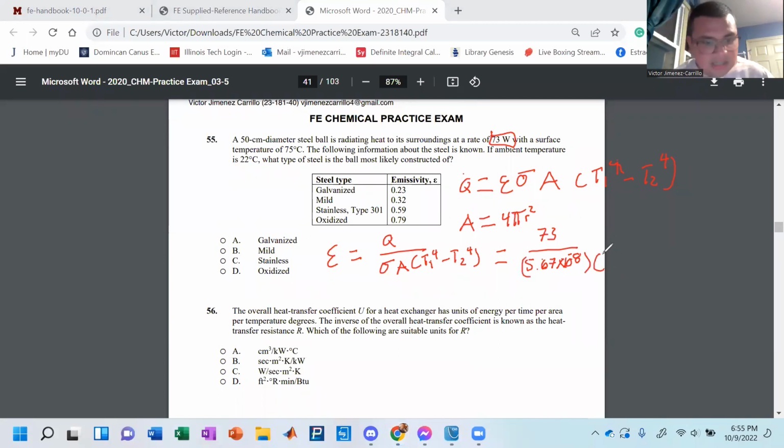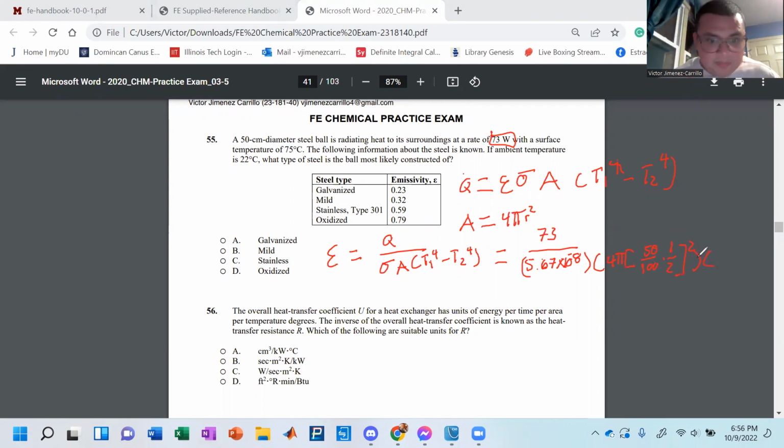Area can be calculated, which ends up being 4 pi. I'm going to make everything easy. 50 divided by 100, because I'm going to turn that into meters instead of centimeters. Multiplied by 1/2 to turn it from diameter to radius squared.